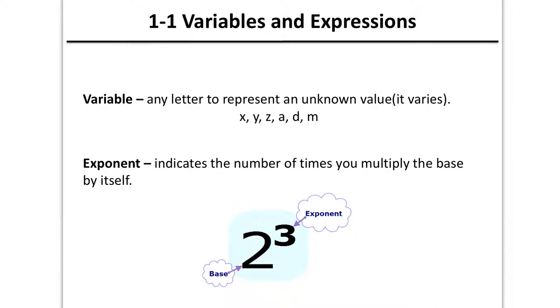Now, an exponent indicates the number of times you multiply the base by itself. So just a review for you guys. A base is the number here with the exponent. So this number is the number you are going to multiply this many times by itself, which is called the exponent. So in this case, 2 to the third power, and that's what we say. We don't say 3 exponent. The word power means exponent, so third power, 3.